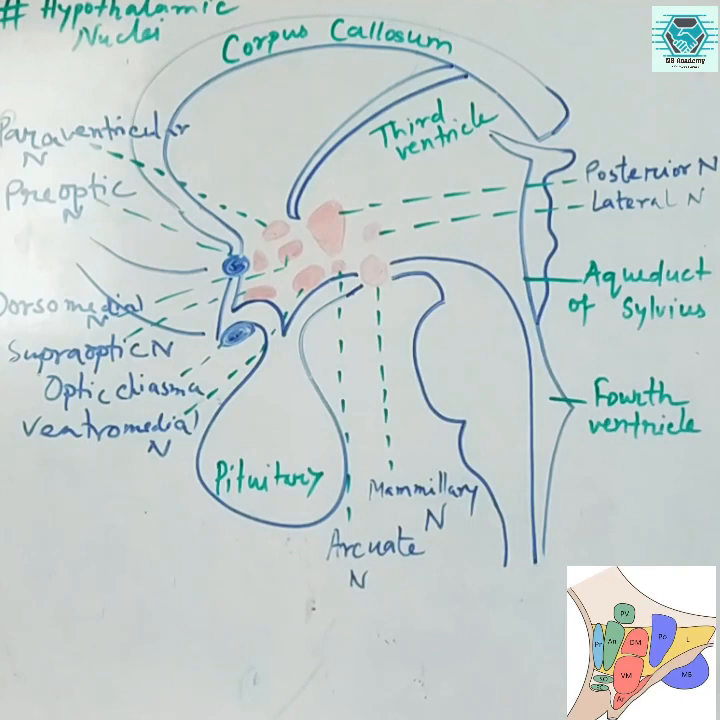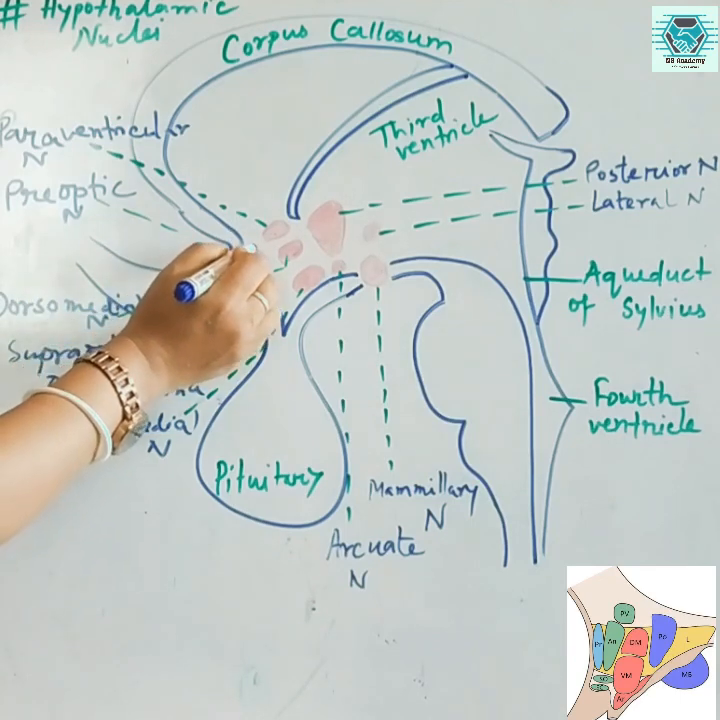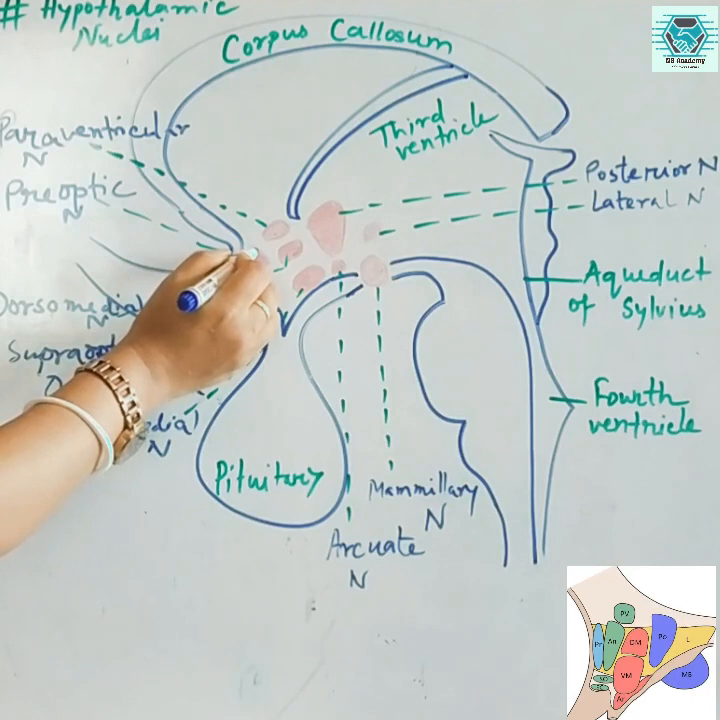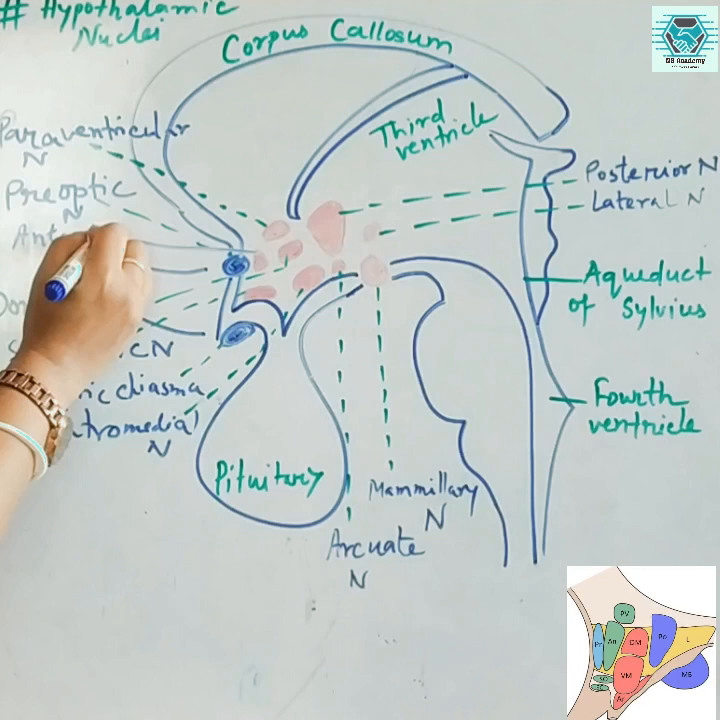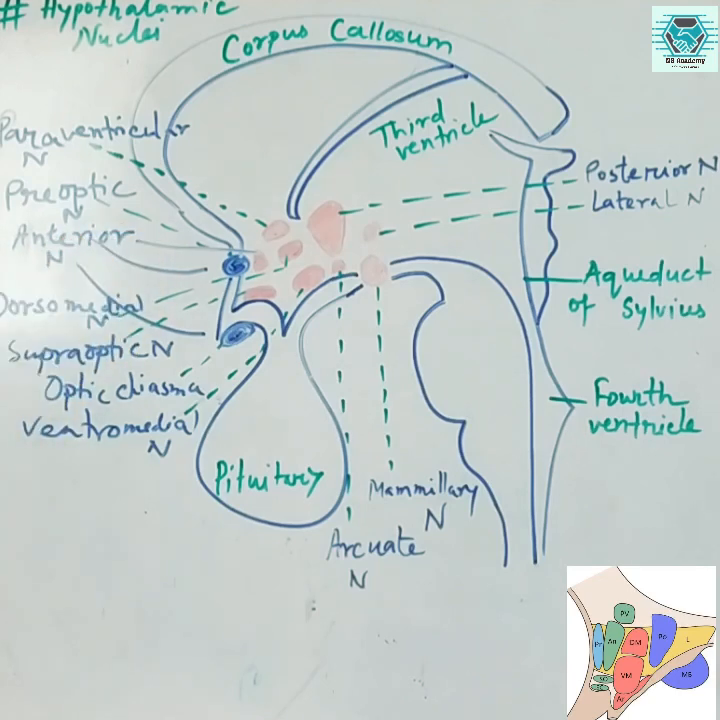And now anterior nuclei is this one. So this one is anterior nuclei. In the tuberal group, there is ventromedial nuclei, dorsomedial nuclei, arcuate nuclei, lateral and posterior nuclei. And in the mammillary group, there is medial mammillary nuclei, lateral mammillary nuclei, premammillary nuclei, and supramammillary nuclei.